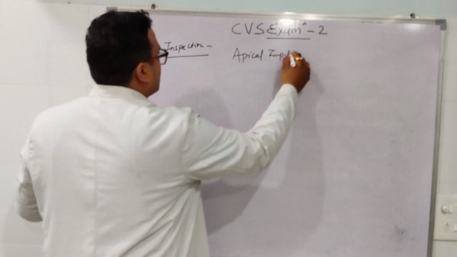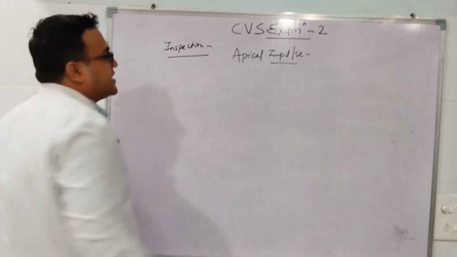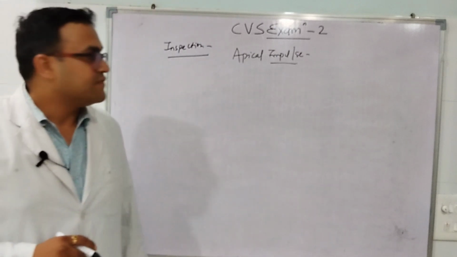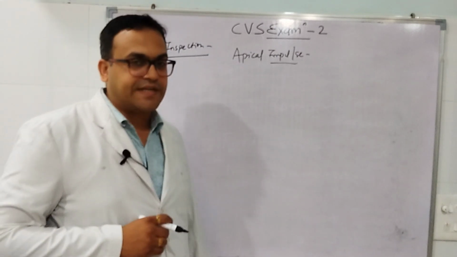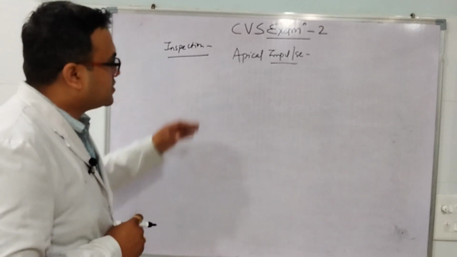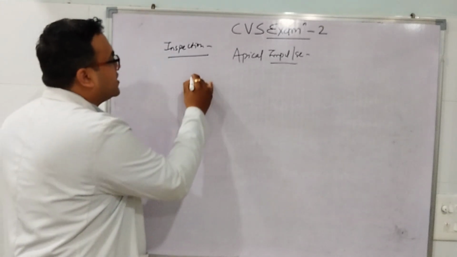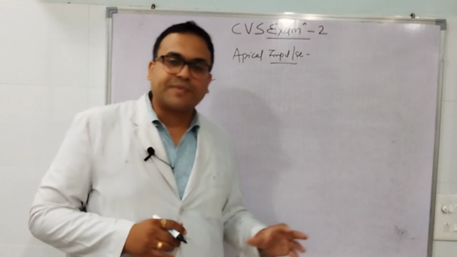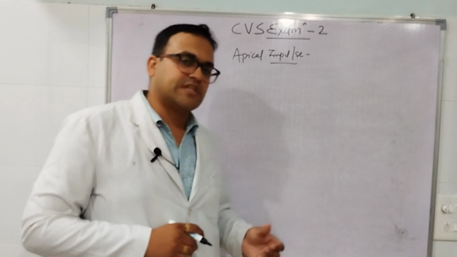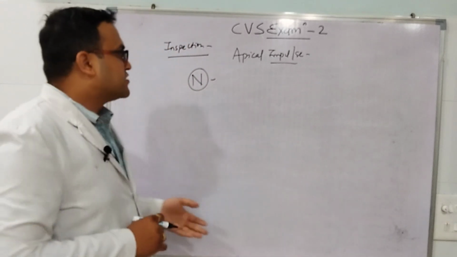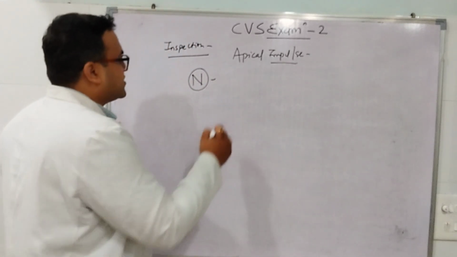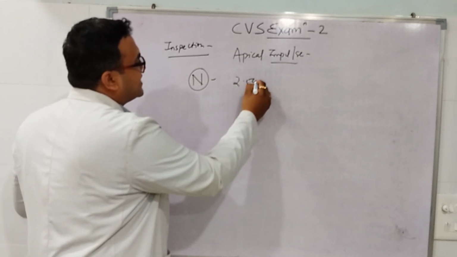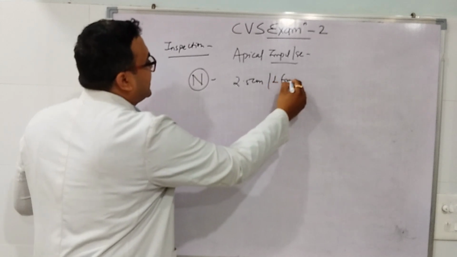impulse. In inspection we say apical impulse, and during palpation we say apex beat or apical thrust. So coming to inspection of apical impulse, what is a normal apical impulse? Apical impulse is a very important topic. In Viva Voce examinations, many questions are asked on apical impulse, so we will be discussing this in detail. Normal apical impulse is around 2.5 centimeter or 1 finger breadth.